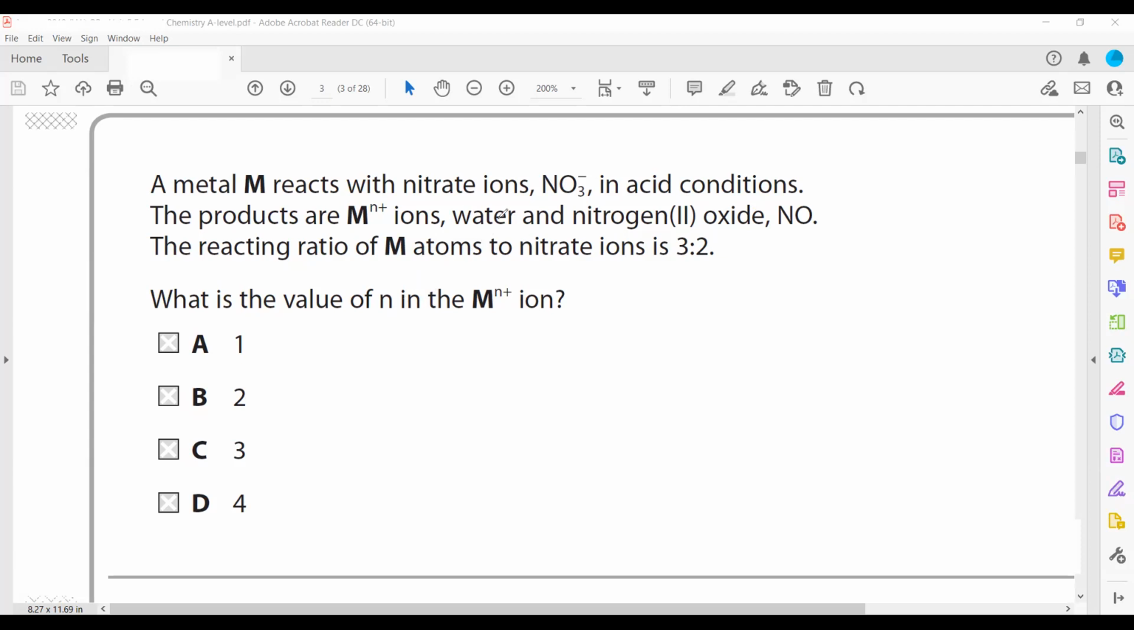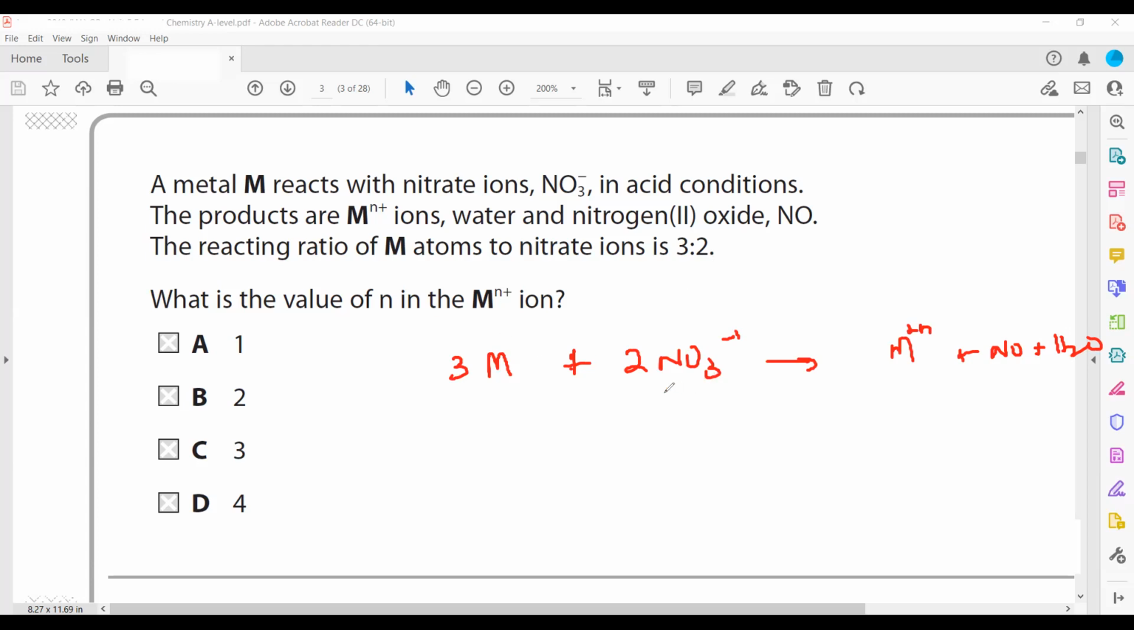So the basic idea is that the number of electrons lost by one should be equal to the number of electrons gained by the other. If 3 moles of M react with 2 moles of nitrate ion, they produce M^n+, a metal ion, plus nitrogen oxide, NO, plus water, H2O. So the number of electrons lost by one should equal the number of electrons gained by the other.